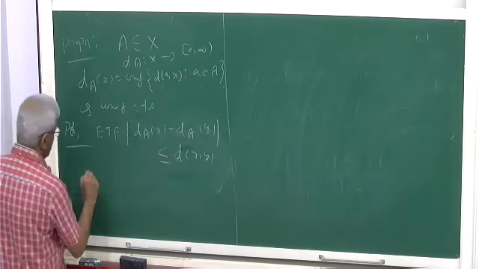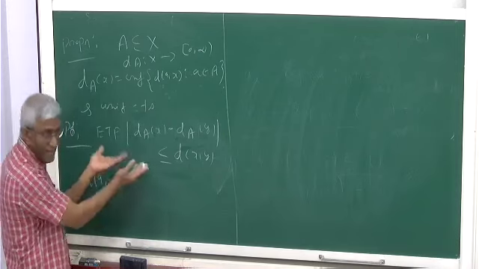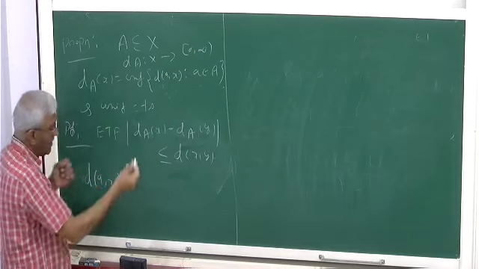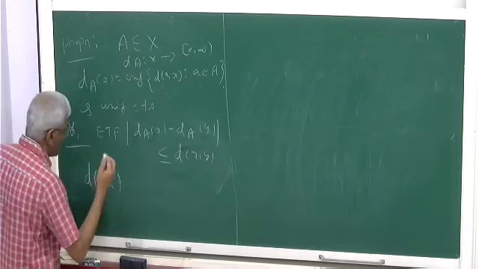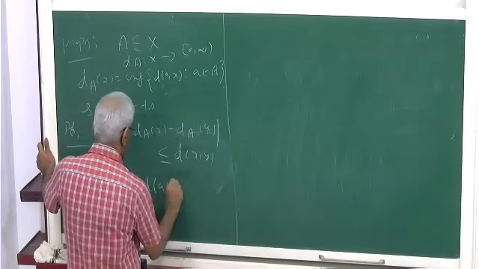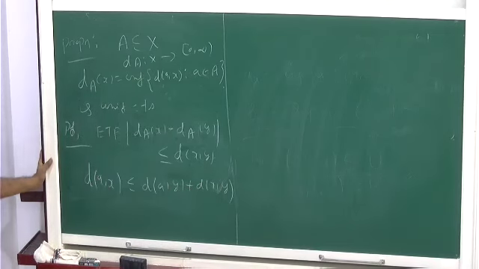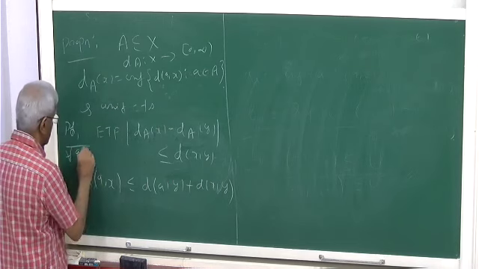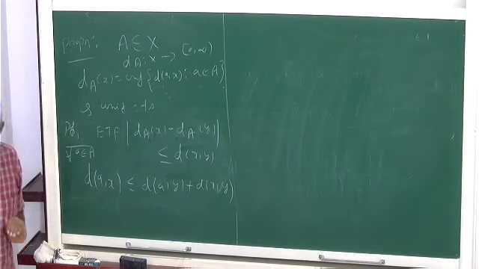So to do that, let us do this. d of a x. Any basic equation or inequality on a metric, we have to get from the triangle inequality. There is nothing else we have. So we write that this is less than or equal to d of a y plus d of x y. We have this for all a. x and y are fixed. This is true for all a.